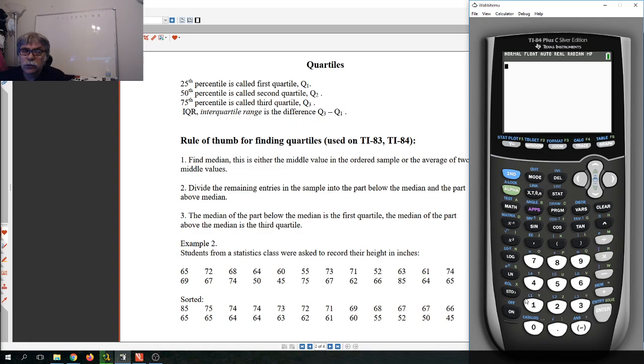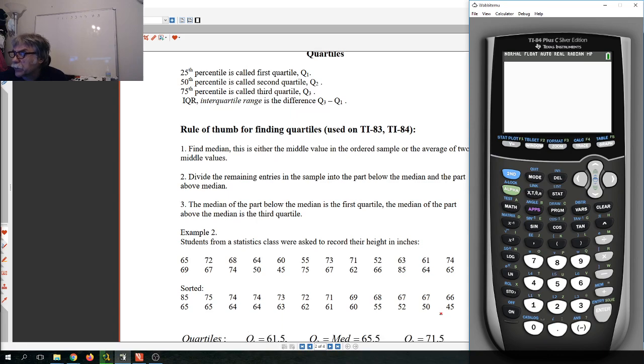Now, the rule to do that is simply by finding a median the way that we have done before, which means if you have an odd number of sample items, you will find the middle value, that will be the median. If you have an even number of sample values, you will find 2 in the middle, and the average of those 2 will be the median.